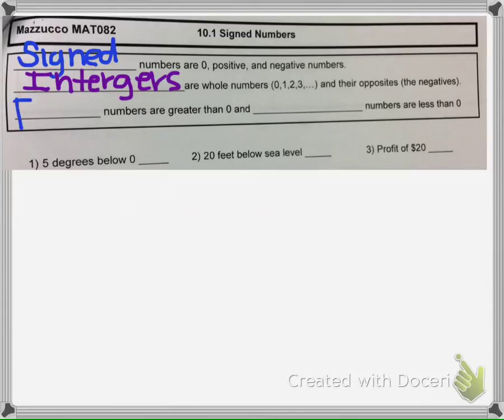Then we have positive numbers. And positive numbers we know are the numbers that are greater than 0. And numbers that are less than 0 are called negatives.